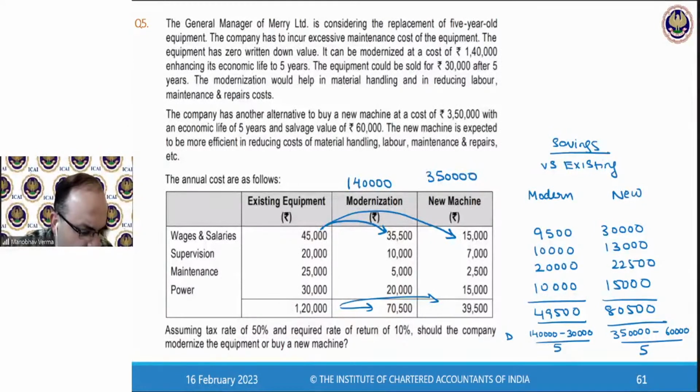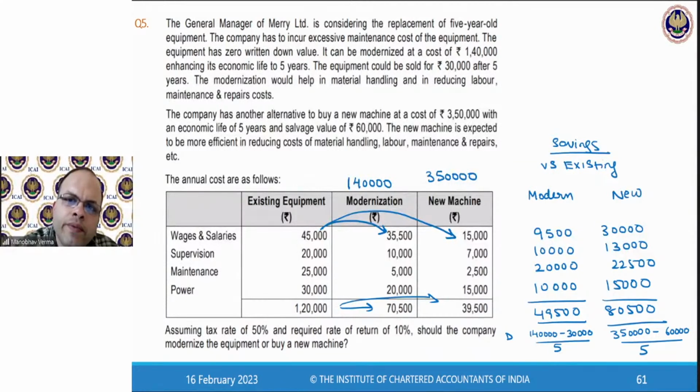So Geet, Sufal, Dinesh, Prachi, good answers, guys. Prachi, but I think you need to just double check. I think reduce the salvage value for the modernization as well. Jyoti, very good, guys. So 49,500 is the savings, 80,500 savings.